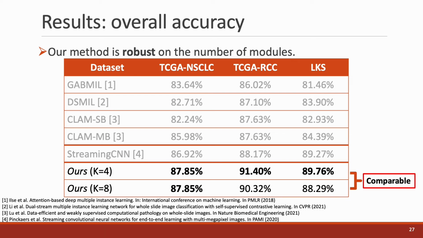If we increase the number of modules to lower memory consumption, we get almost the same performance. For example, when we use 8 modules, we save 10% more memory and lose less than 0.5% accuracy compared to the 4 module case. This proves the robustness of our method.